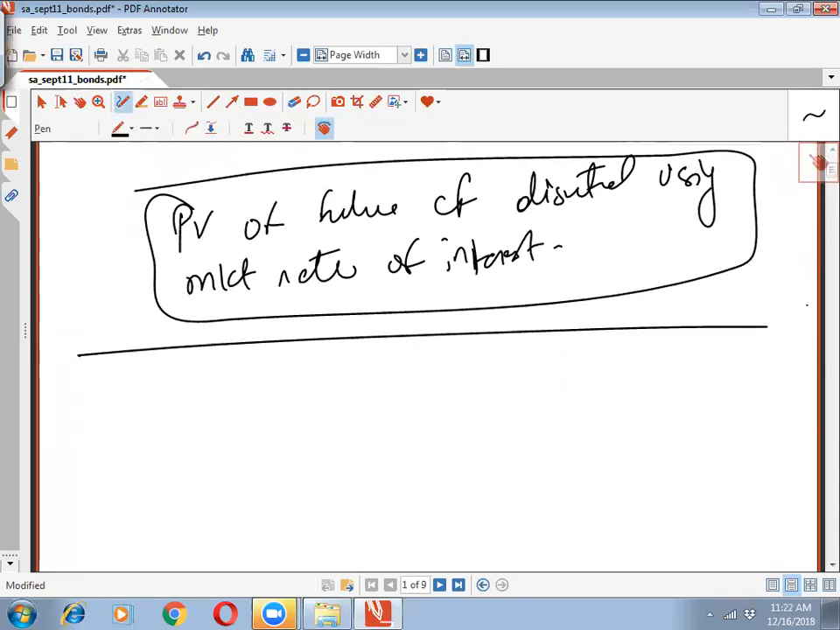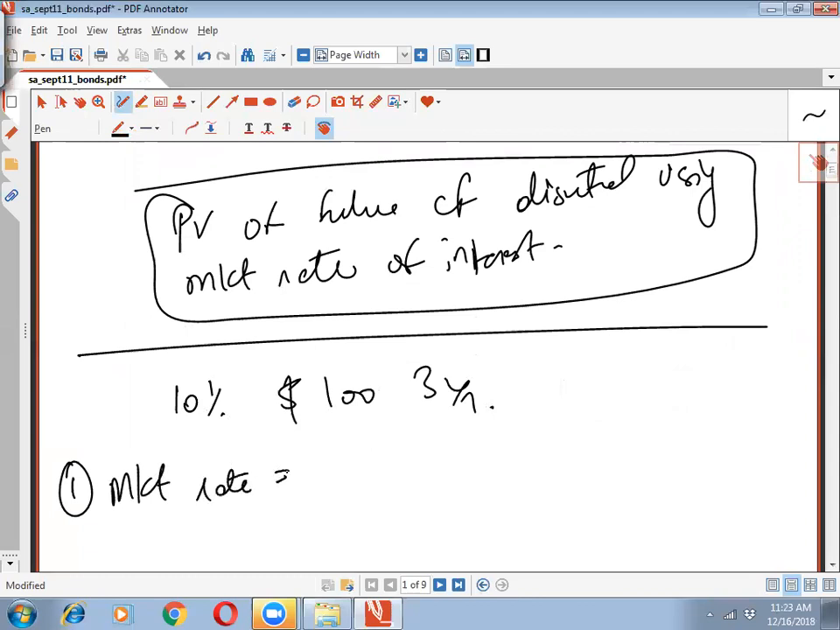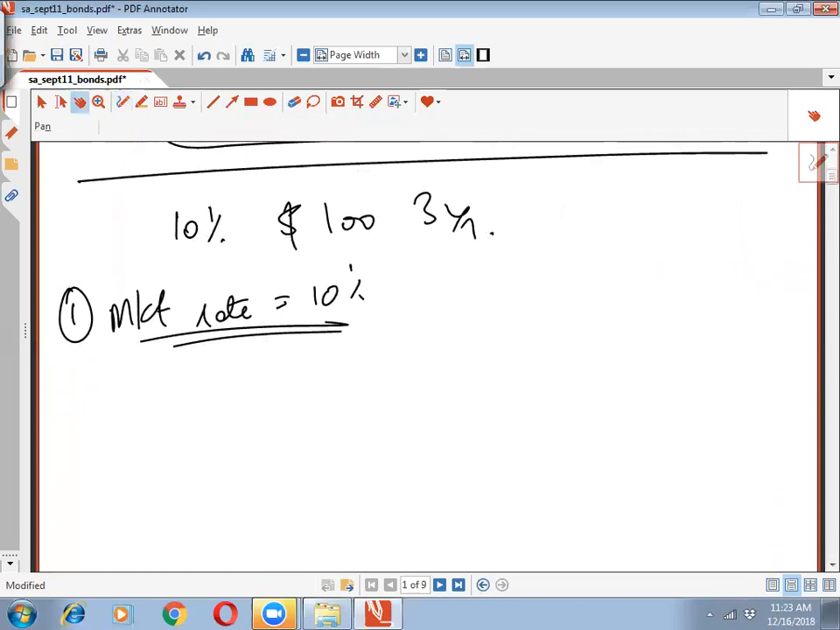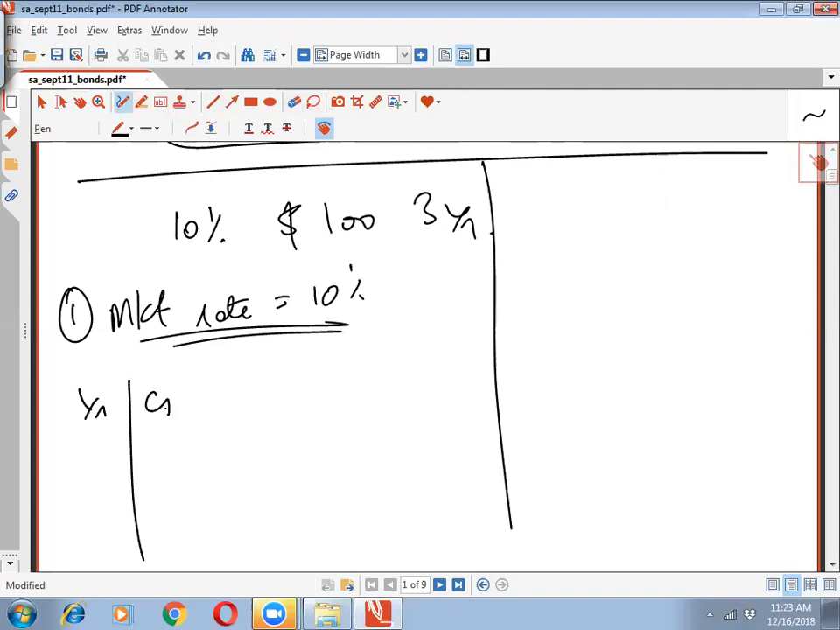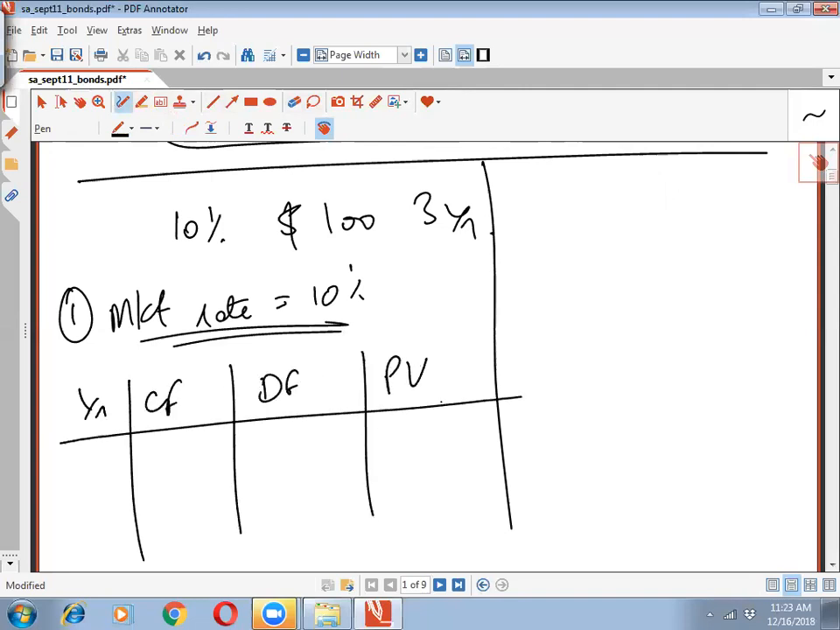For example, you have got a 10%, $100, 3-year bond. Now let's take an example. This is example number one. The first example is that the market rate is 10%. If the market rate is 10%, how would we establish the value of this bond? You would say cash flow, discount factor, and then present value.